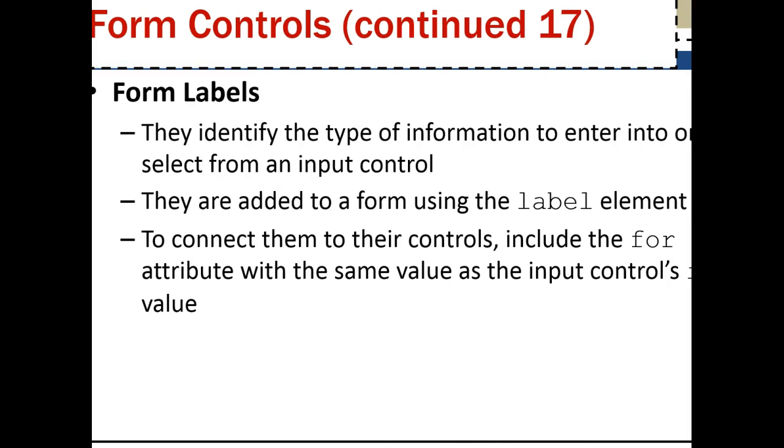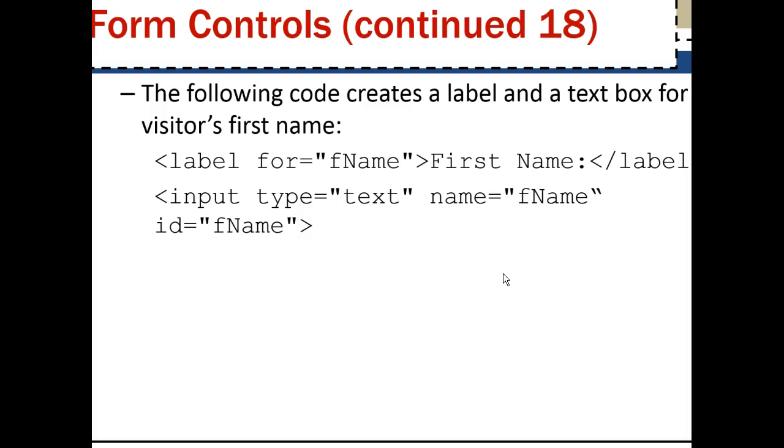Form labels identify the type of information to enter into or select from an input control. Basically, they are added to a form using the label element, and they connect to the controls by including the for attribute with the same value as the input control's ID value. So let's look at an example here.